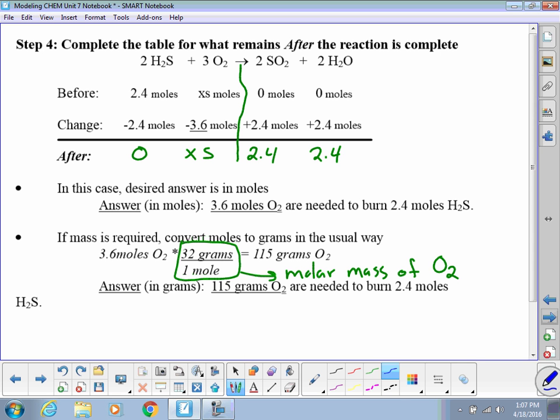And so my final answer, since I want to know how many moles of oxygen gas are needed: 3.6 moles of O2 are needed to burn 2.4 moles of hydrogen sulfide. If the question had asked us for the mass of oxygen gas required, then we'd have to do that extra step and convert moles to mass by using the molar mass. So we have 3.6 moles of oxygen times 32 grams for 1 mole of oxygen gas. We have 115 grams, and so in that case the answer would have been 115 grams of oxygen gas are needed to burn 2.4 moles of hydrogen sulfide.